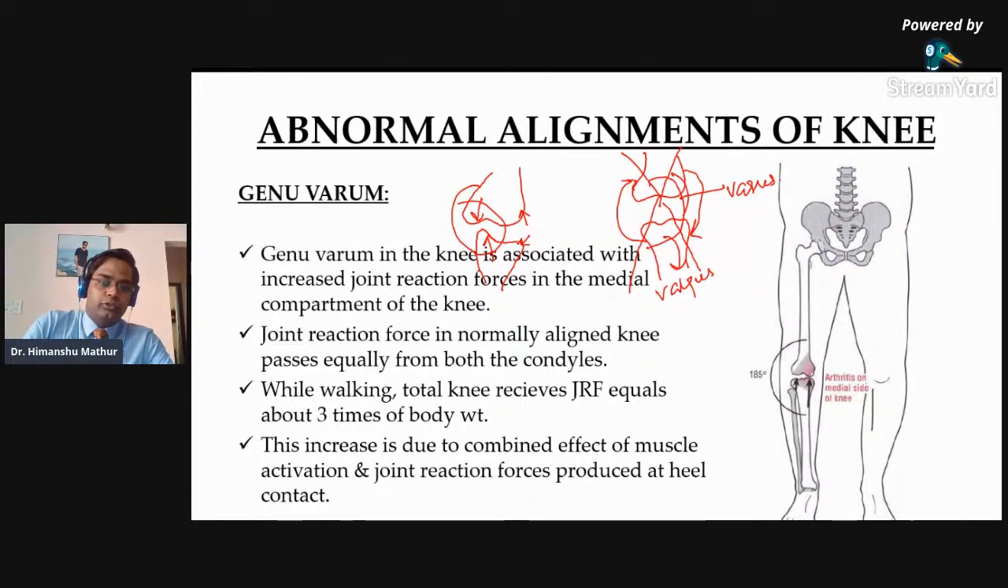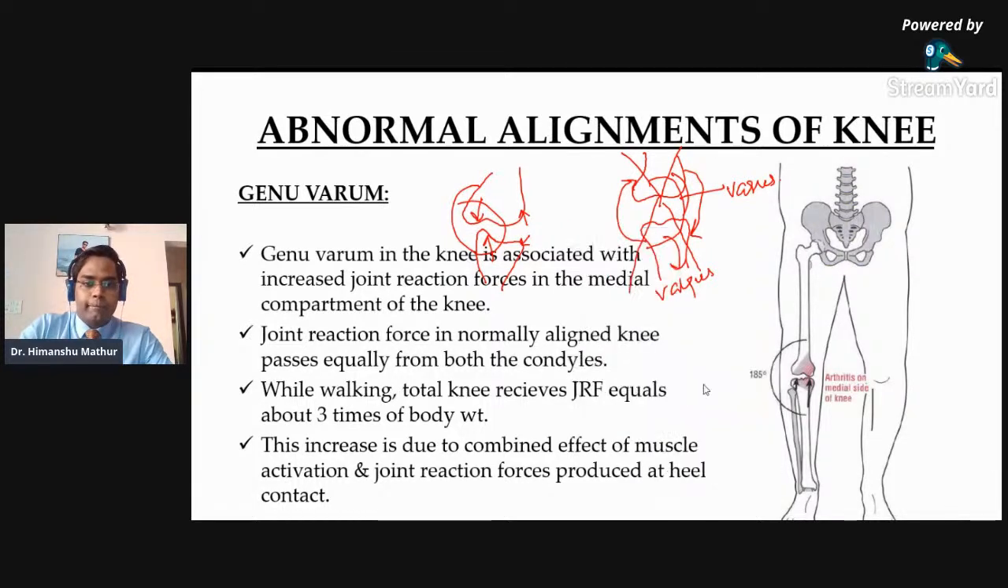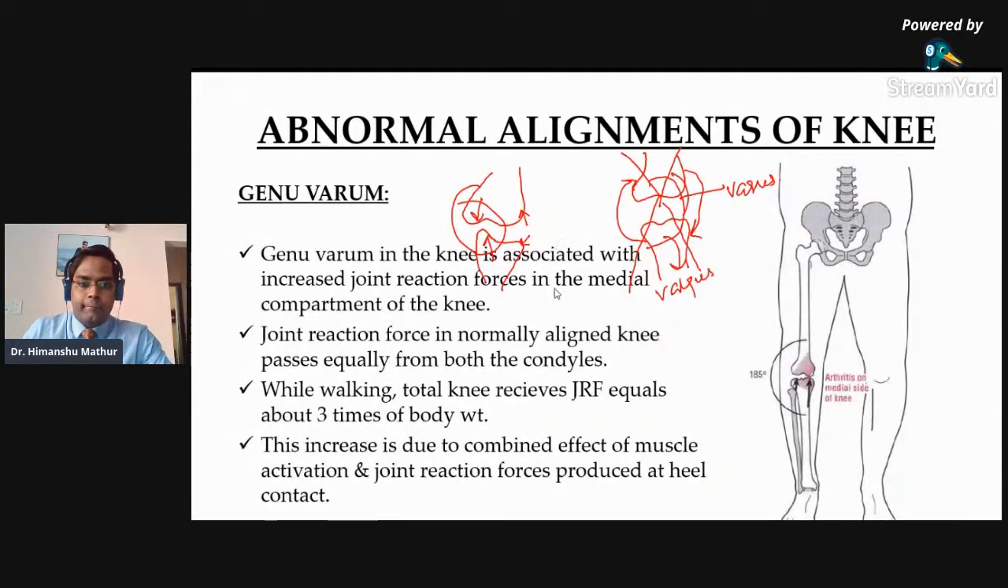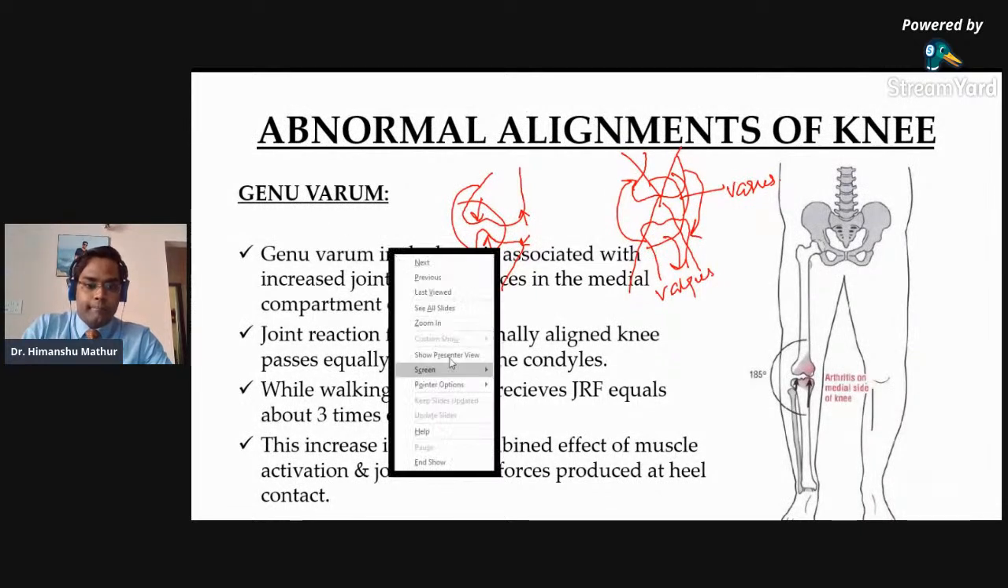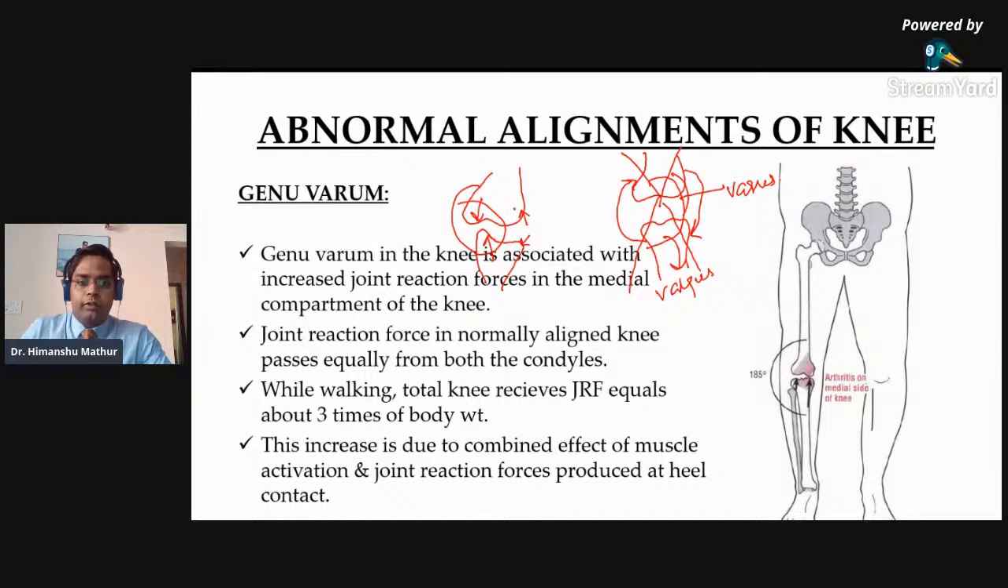Okay, I'm sorry. I mentioned this wrong. Okay, more compressive loading will be on the medial side and less compressive loading will be on the lateral side.